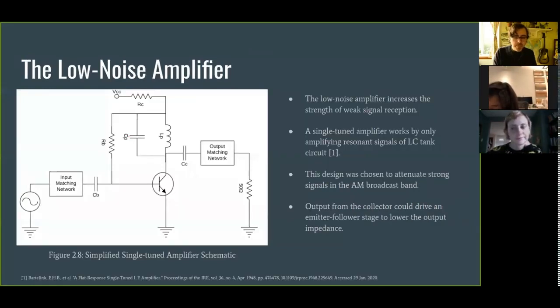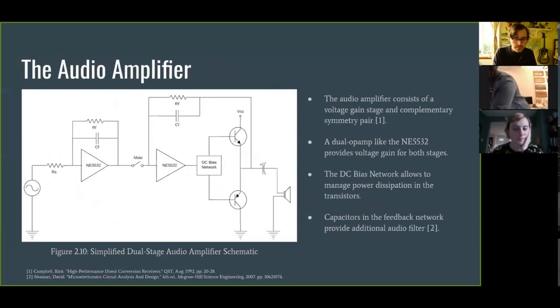We also needed a low noise amplifier to improve the reception of really weak signals that are coming into the antenna, get us down to that negative 120 dBm range. So I chose to do this single tuned low noise amplifier in order to be able to pick up those RF signals. Signals on the AM broadcast band can be really strong and overwhelm the receiver. So I had to design some sort of ability to attenuate those signals a little bit.